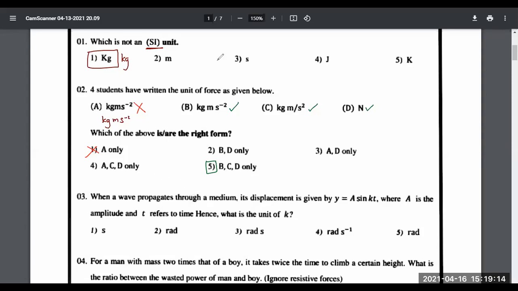We take question number 3. When a wave propagates through a medium, its displacement is given by y equals a sine kt, where a is the amplitude and t refers to time. So y is the displacement, a is the amplitude, and t is the time. We know amplitude is also a length. Amplitude is also length in O-level classes.